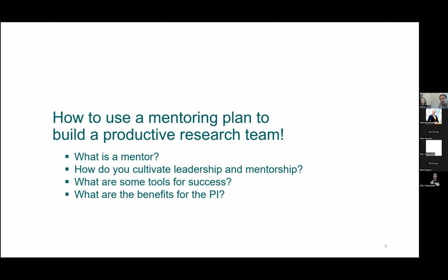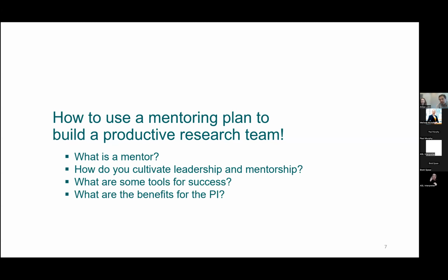And so one of the things that we want to do is start with a little bit of, what is a mentor? And how do we then use that definition of a mentor to help us cultivate better leadership, better mentorship? And then we'll talk through a couple of tools that Erica and I have had experience with. And certainly at the end, we hope to maybe provide you with a list of tools that we have collected, but maybe then we can also share some of the other tools that you guys have experience with.